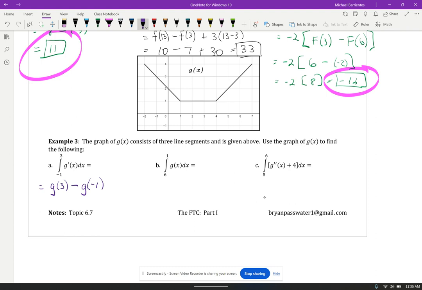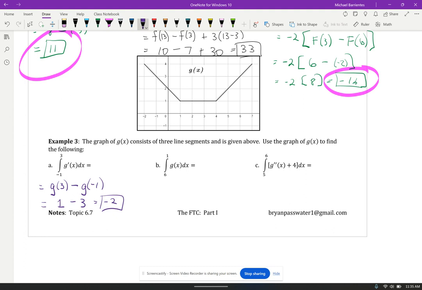So that means if I'm looking for g of 3, g of 3 would be 1, and g of -1 would be 3. 1 minus 3, so my answer here is -2, right? So g of 3, the function value at 3, is 1. G of -1, the function value at -1, is 3. And if we subtract those in that order, we get -2, and that's what we need.